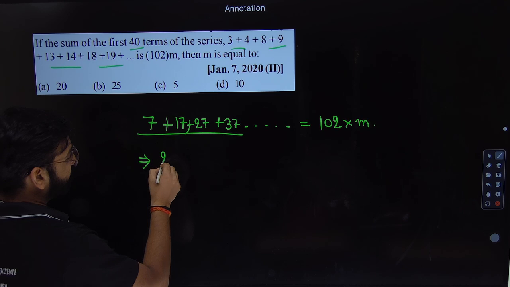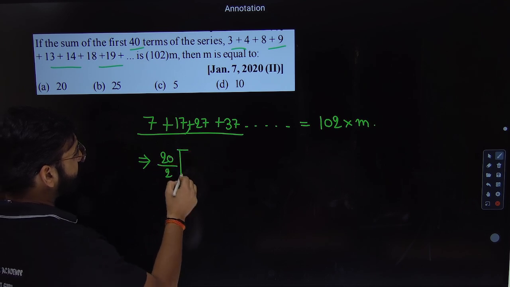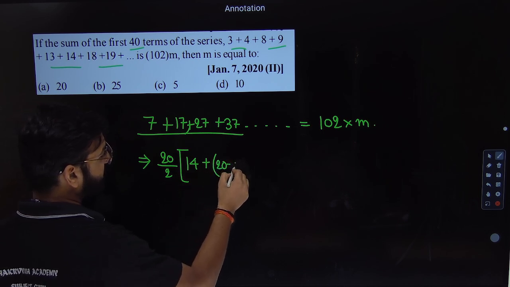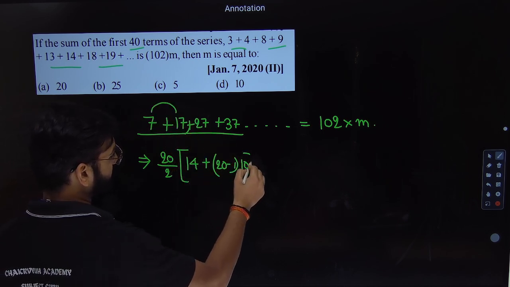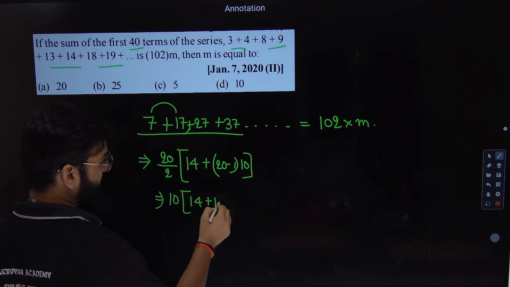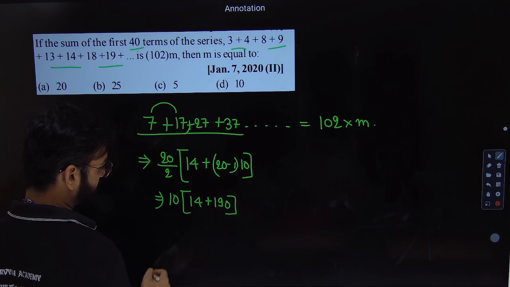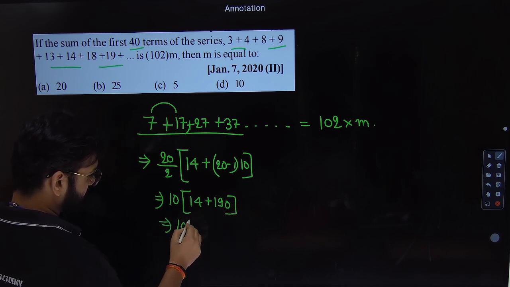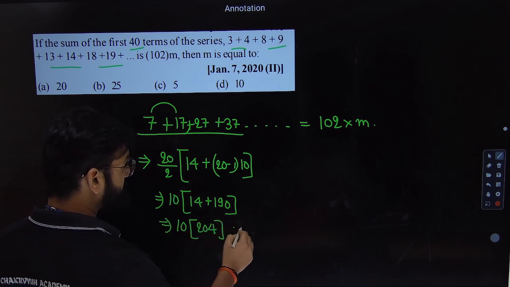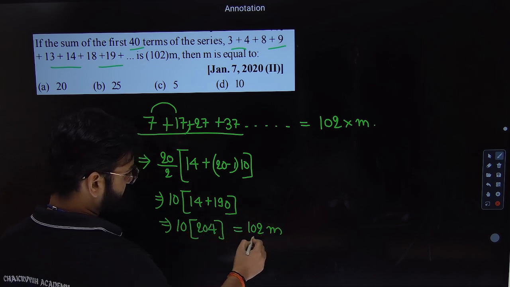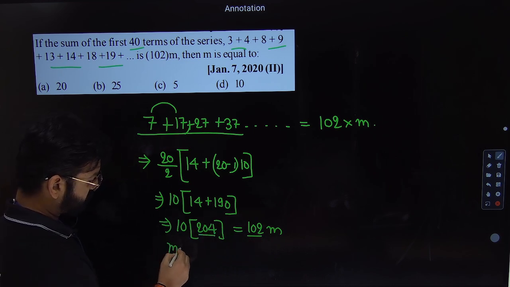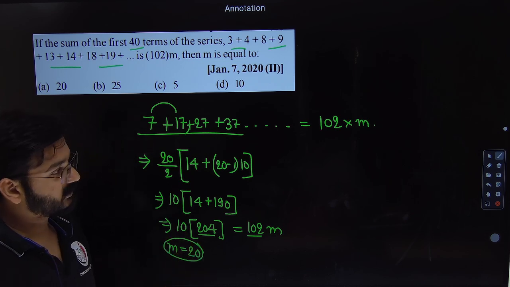Add it. n by 2 into 2a, 14, plus n minus 1, so 20 minus 1 into d. What is d? 10. So solve it. 10 into 14 plus 190. What is the sum coming? 204. So 102 m. So 102. So this is what? 102 into 2. So 10 into 2. And simple question.